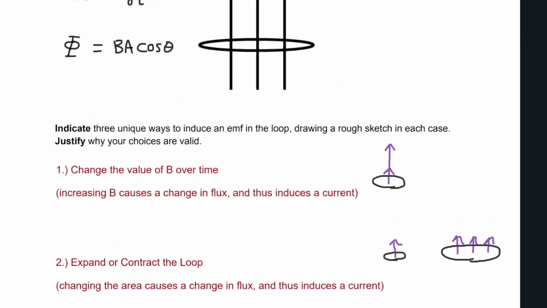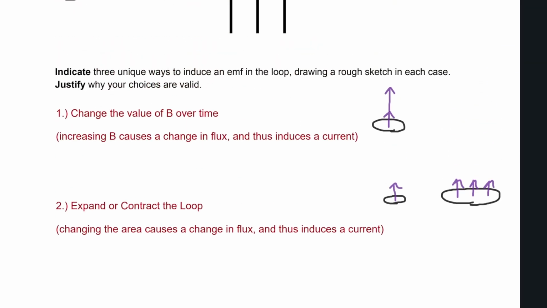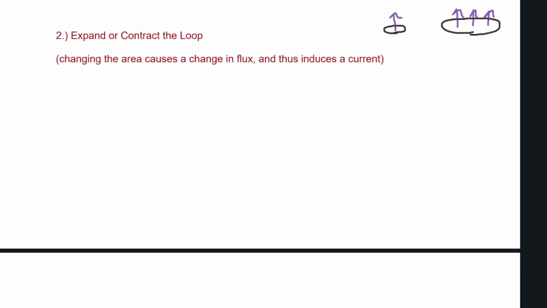And then last, this one is also very common. It's rotate the loop. It's very important that we can't just rotate it along any axis. It has to be rotated along an axis such that there will be a change in the angle that the B field makes with the loop.